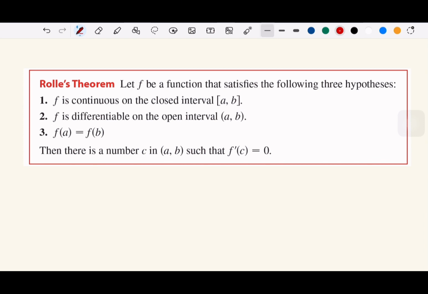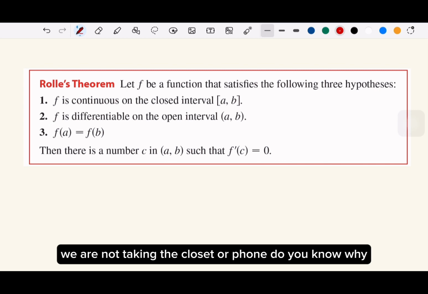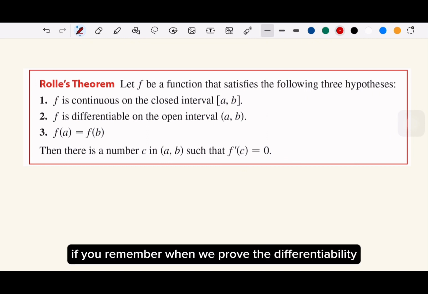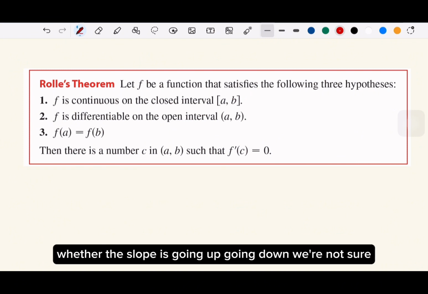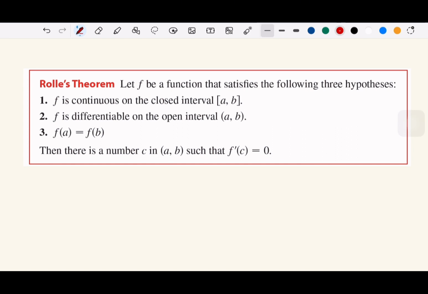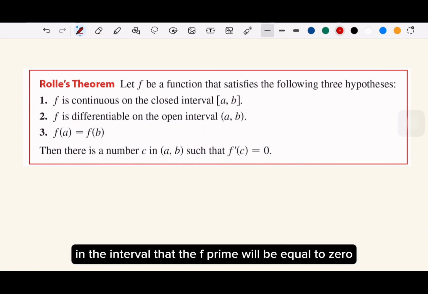So we are not taking the closed interval for differentiability. Do you know why we need to take this open? Because at the endpoints, it's not going to be differentiable. We just take the open interval to make sure that we are always in the middle. If you remember when we proved differentiability, we are not sure what happens at the endpoint, whether the slope is going up or going down. So we have to make sure that this is open. And then if f of a is equal to f of b, we are going to have some number c in the interval such that f prime of c will be equal to 0.